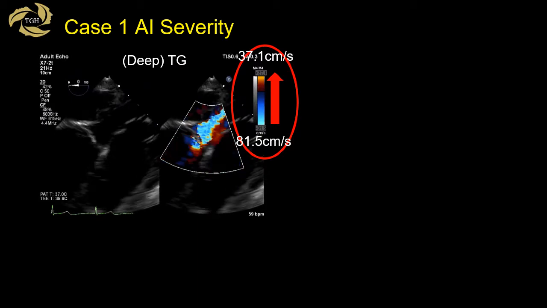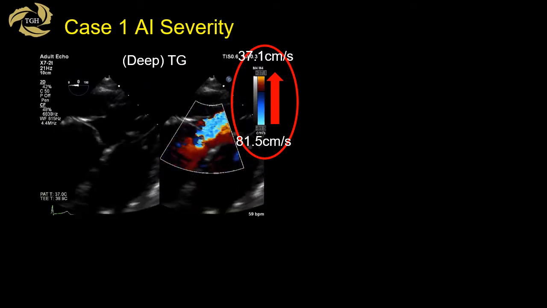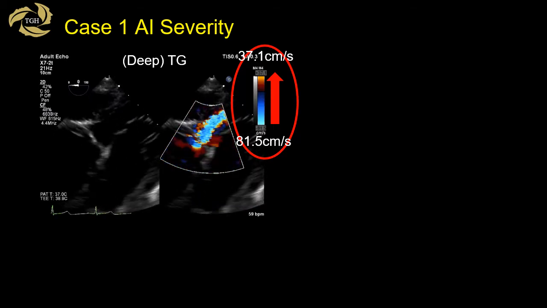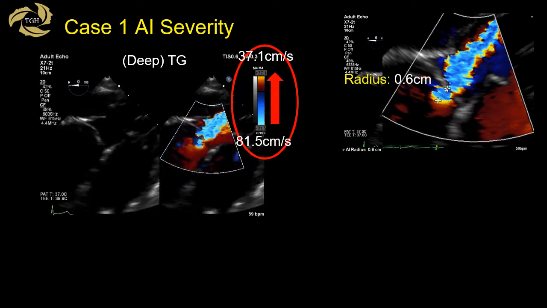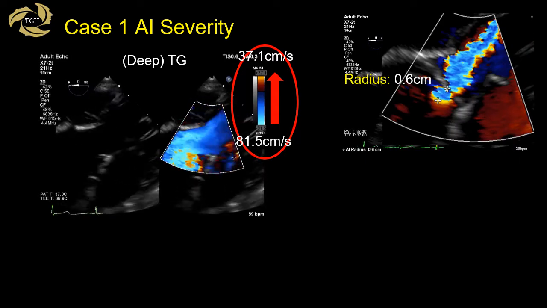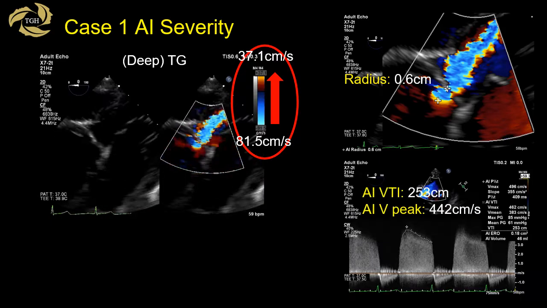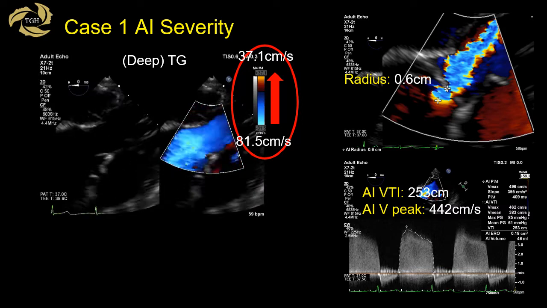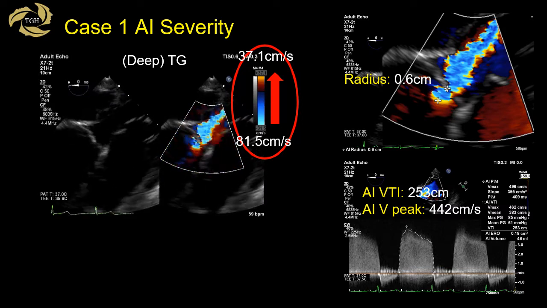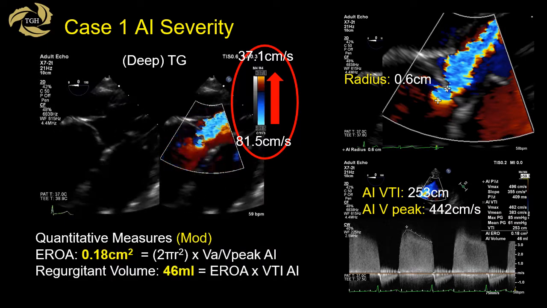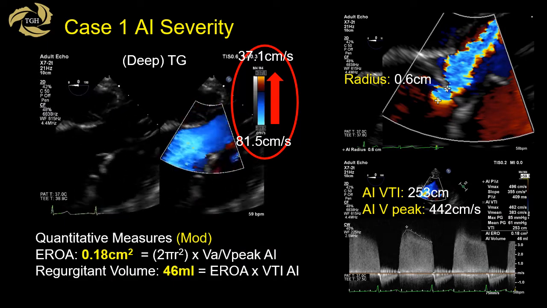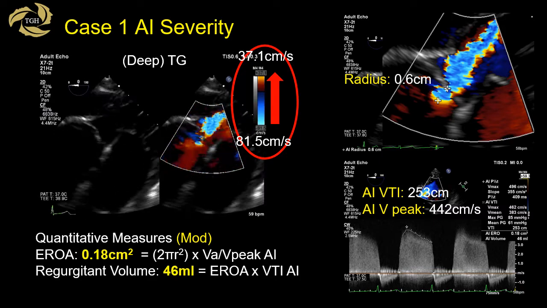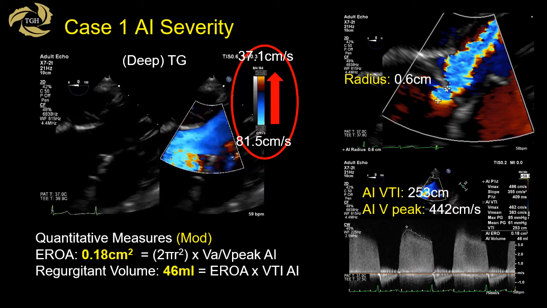Quantitative measures are obtained using the PISA method. In this case, the transgastric views are used to align both color Doppler and spectral Doppler. The baseline is then shifted to obtain the largest PISA shell, which is measured. Tracing the previous AI spectral Doppler trace automatically yields information about EROA and regurgitant volumes. In this patient, these values suggest moderate AI with an EROA of 0.18 centimeters squared and a regurgitant volume of 46 cc's.